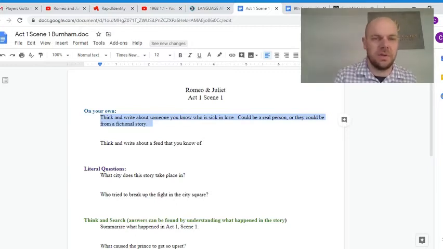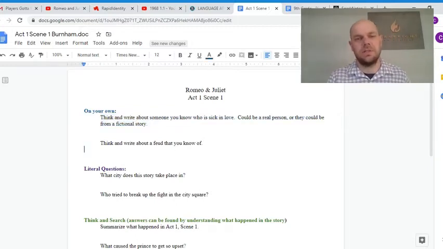And then think about a feud that you know of. And again, this doesn't have to be real life. Where have you seen people that have been on opposing sides before? It could very easily be sports. It could be a rivalry between musicians. It can be whatever you can think of where you see a feud.